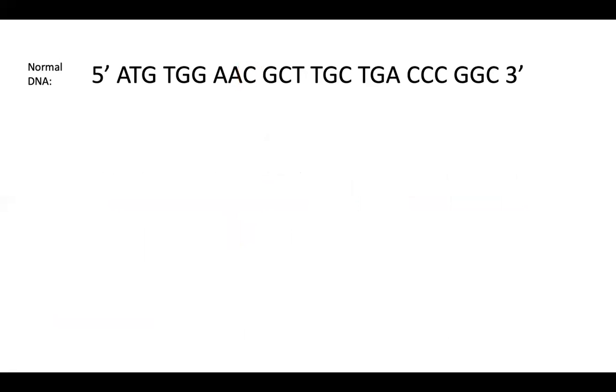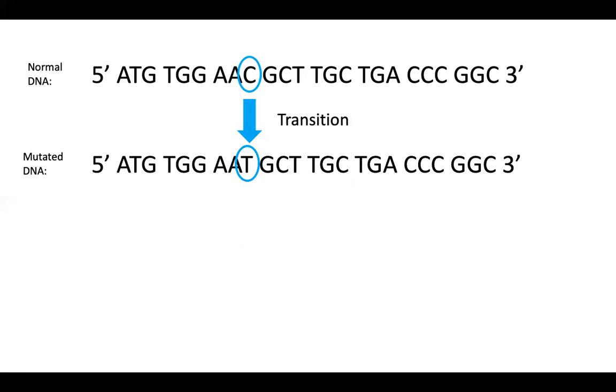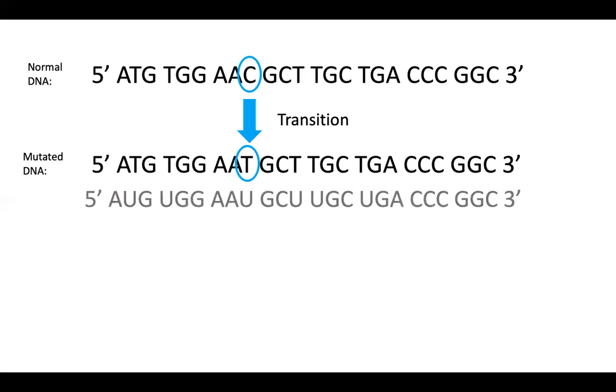Now say that there was a transition at the same location and cytosine was substituted for a thymine. Then this would be the mRNA. The start codon methionine would be the same. So would the tryptophan. AAU codes for asparagine, which is the same amino acid as in the original sequence. So the protein is unchanged, and we call this a silent mutation.